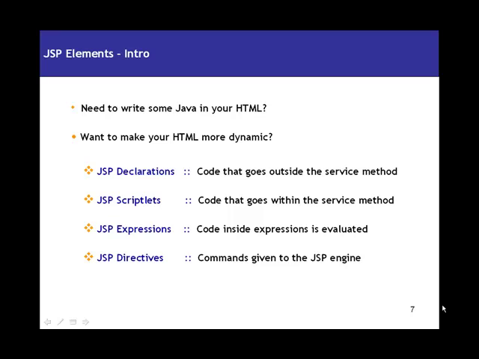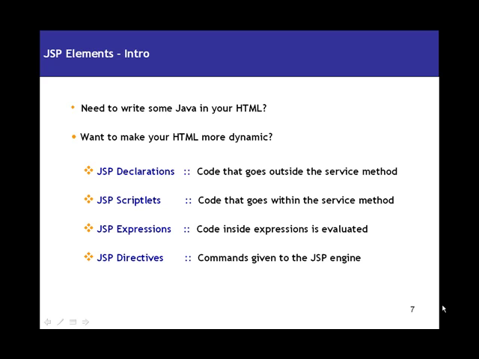Let's talk about JSP elements now. We've learned that a JSP is nothing but HTML with some Java code in it, right? So we know how to build HTML pages. Now, how do we put the Java code in the HTML? We can do that using the JSP elements, right?